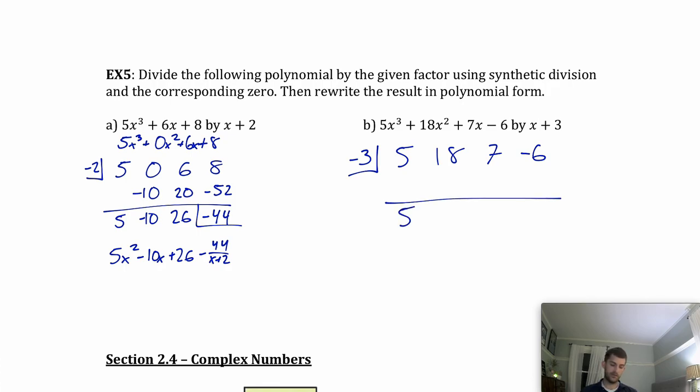Drop the 5. 5 times negative 3 is negative 15. 18 plus negative 15 is positive 3. 3 times that negative 3 is negative 9. 7 plus negative 9, negative 2. And then negative 2 times negative 3 gives us positive 6. There we go. And then negative 6 plus 6 gives us 0. So we have a remainder of 0. So after we ended up dividing that by x plus 3, we end up with 5x squared plus 3x minus 2 with no remainder on the end.